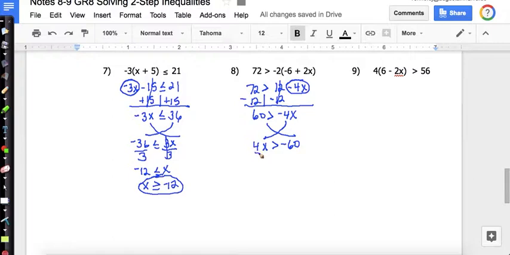And the opposite of multiplication is division, and we divide by 4, so x is greater than negative 15.